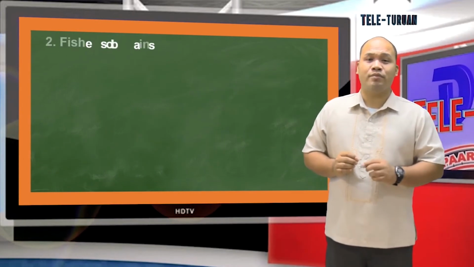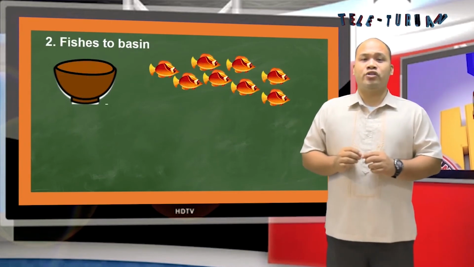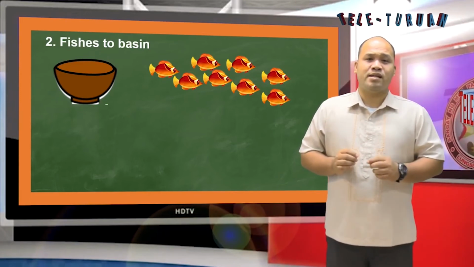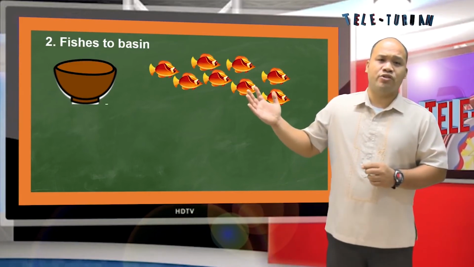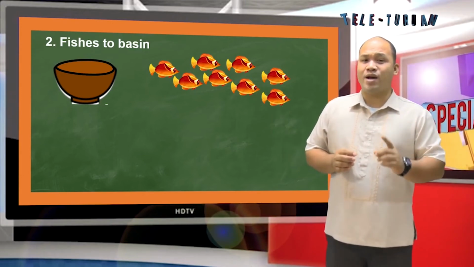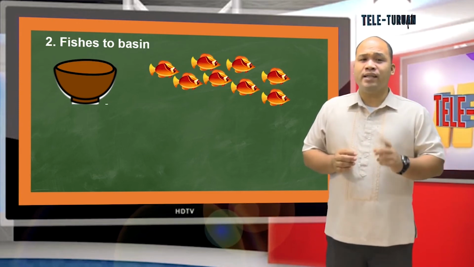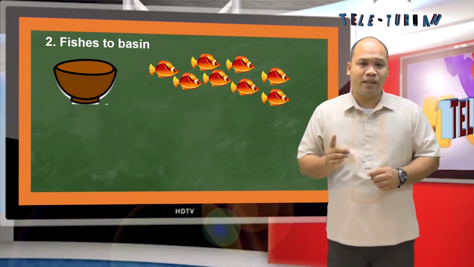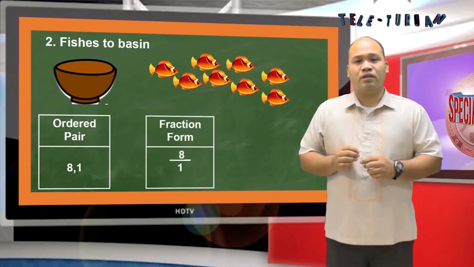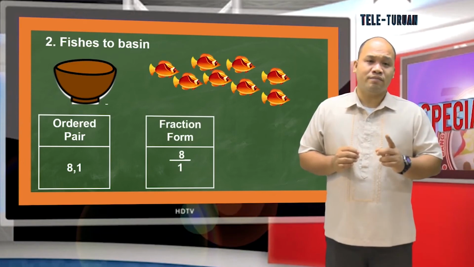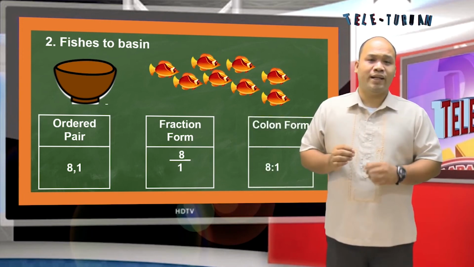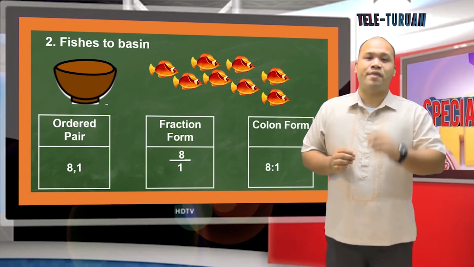Let us try example number 2. What is the ratio of pieces to basin? How many pieces and basin can you see in the illustration? Excellent! There are 8 pieces and 1 basin. If we write this in ordered pair, it will be 8 and 1. In a fraction, 8 pieces over 1 basin, or 8 over 1. In a column form, we write it as 8:1.